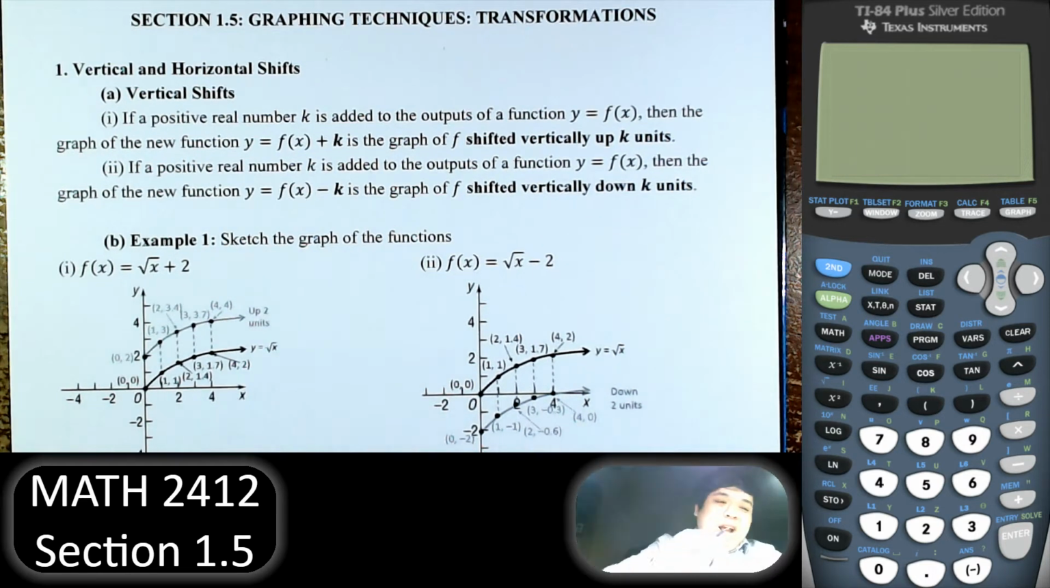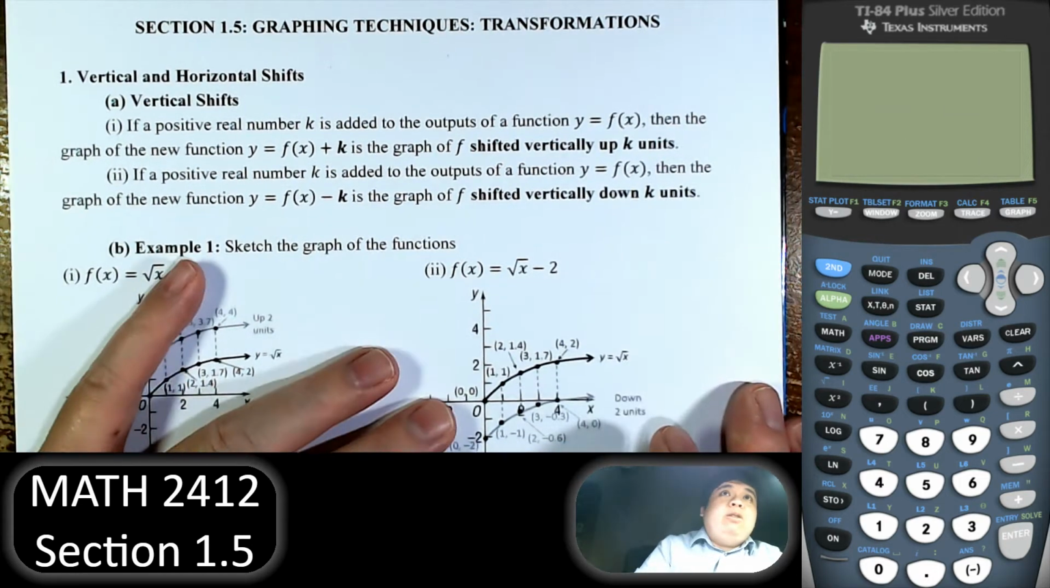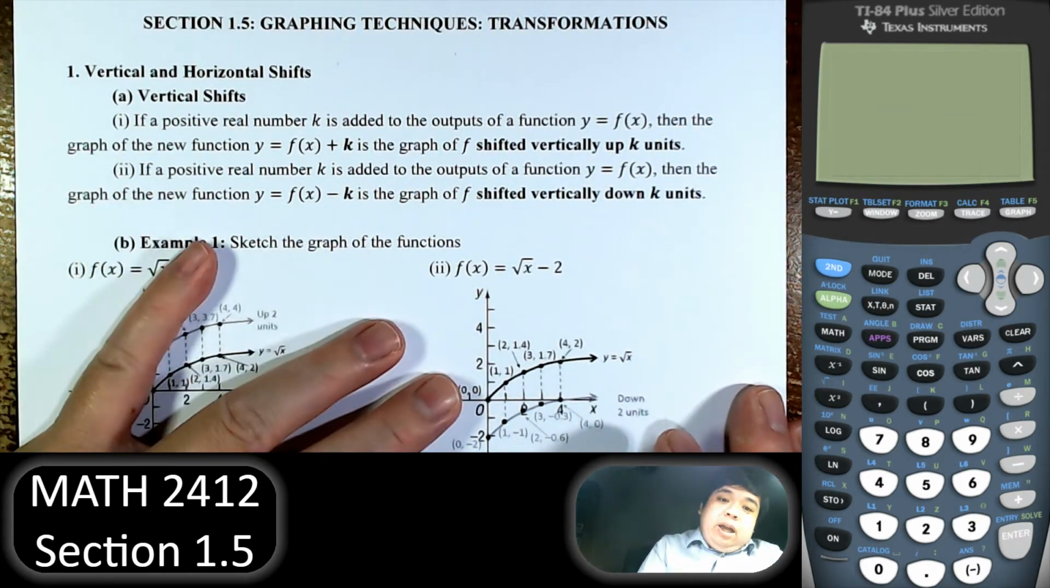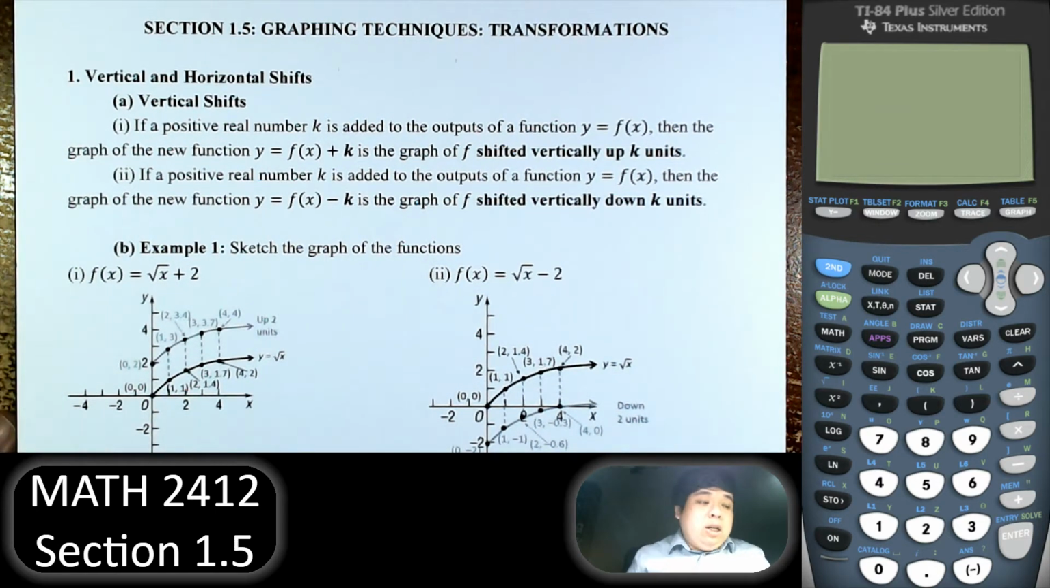Hi everybody, welcome to another video in Pre-Calculus, section 1.5, Graphing Techniques, Transformation. So once again, this is a review of what we learned in College Algebra and Trigonometry.